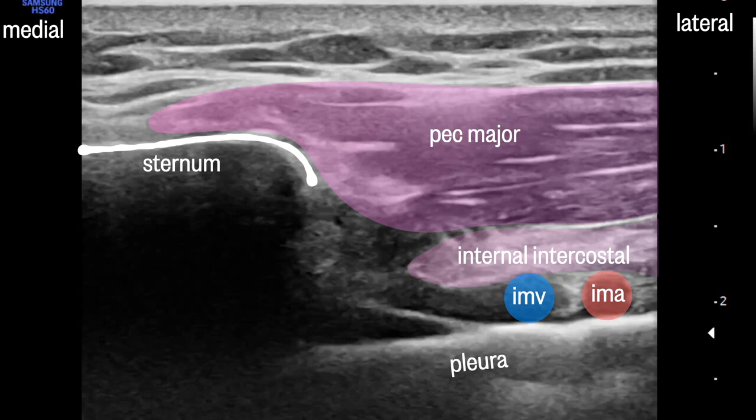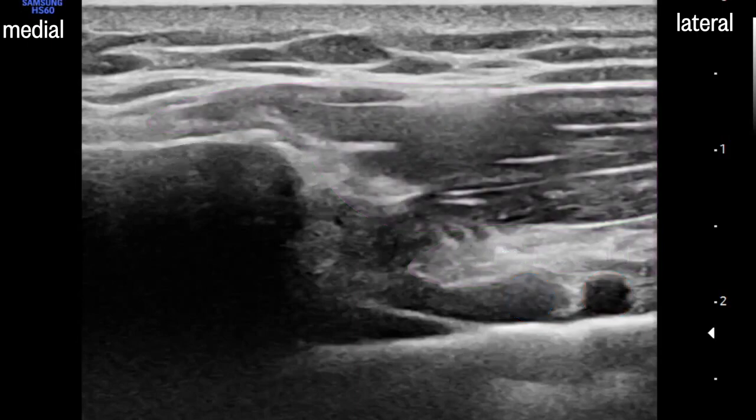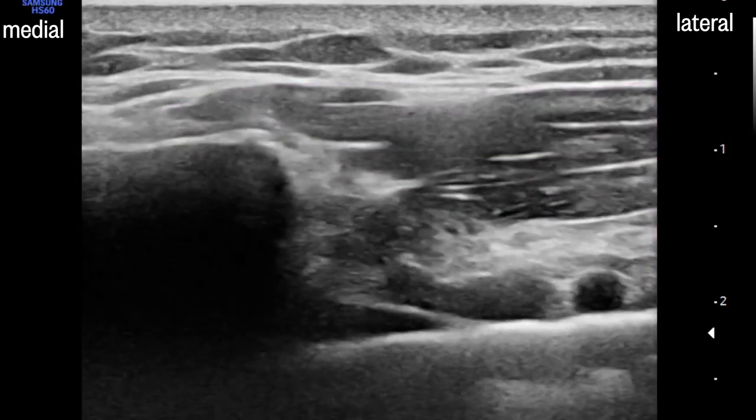This is a transverse view showing the sternum and the muscles and pleura just lateral to the sternal edge. The internal mammary vessels are very clearly seen here in cross-section.